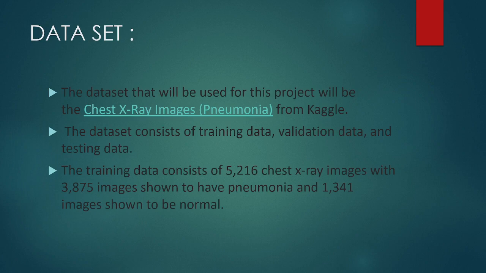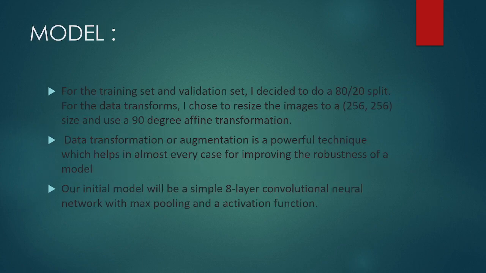First, the dataset. The dataset that will be used for this project is the chest X-ray images from Kaggle. The dataset consists of training data, validation data, and testing data. The training data consists of 5216 chest X-ray images, with 3875 images showing pneumonia and 1341 images showing normal. For the training set and the validation set, I decided to do 80:20 splits.